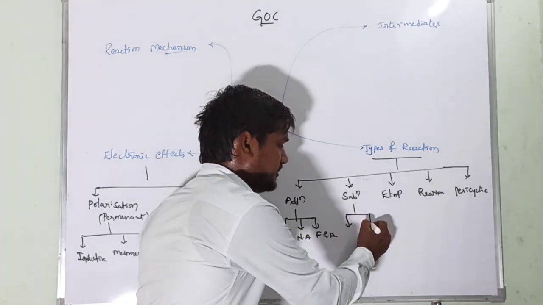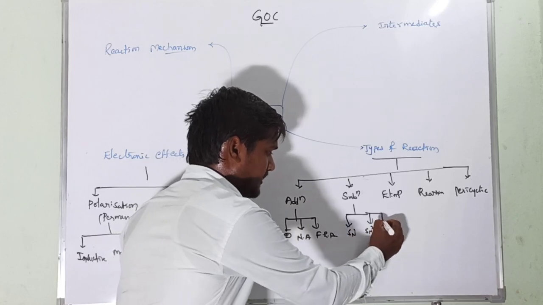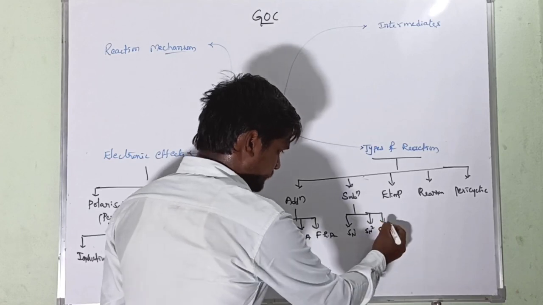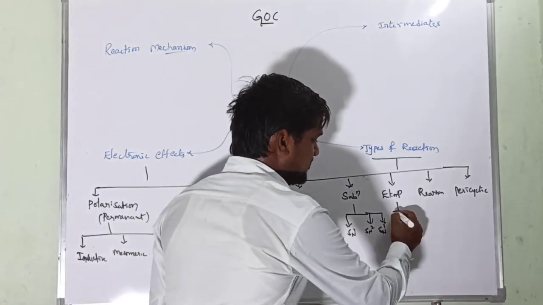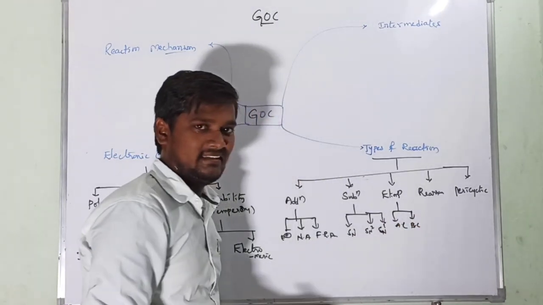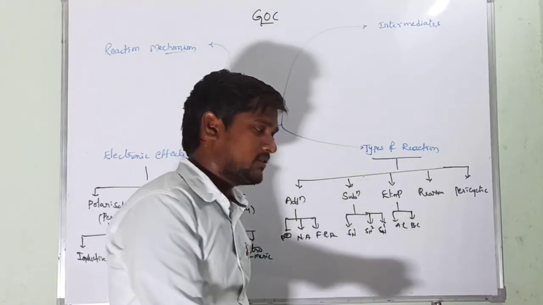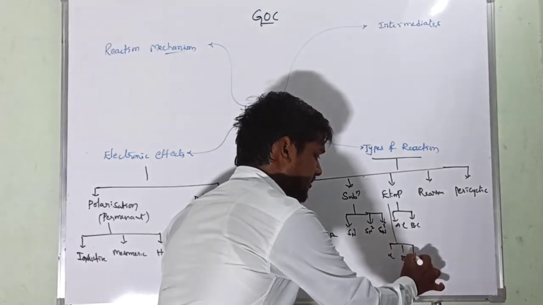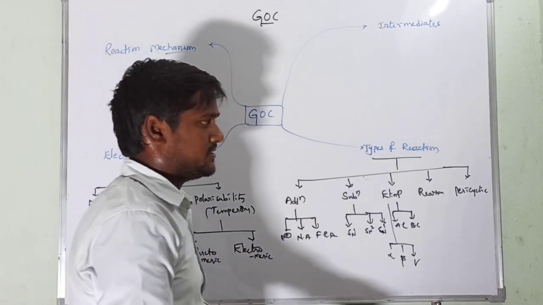Again, substitution has these types. Mainly substitution SN1, SN2, nucleophilic substitution, SN1 prime, and again ArSN1 type of reaction. So those are the nucleophilic ones. Again, elimination: acid catalyzed elimination, base catalyzed elimination. Again, there are different types of eliminations: alpha elimination, beta elimination, gamma elimination. Alpha elimination has different types, E1 elimination, E2 elimination.